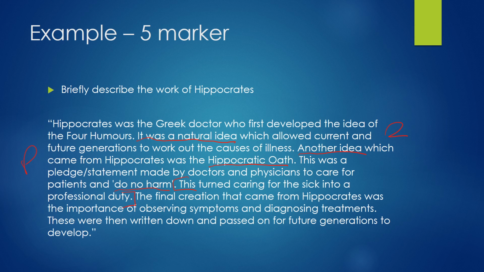Done. Now the third point you can see is here. The final creation that came from Hippocrates was the importance of observing symptoms and diagnosing treatments. These were then written down and passed on for future generations to develop. If I wanted to here, I could explain this further and say something else about why observation was good. However, I've done exactly what the mark schemes want for me to do, and therefore this would get me 5 marks.